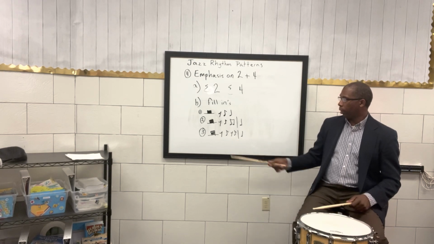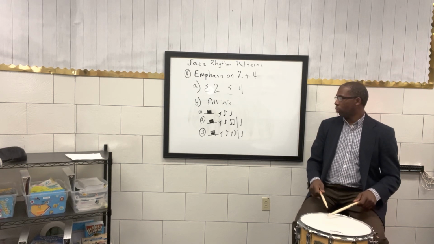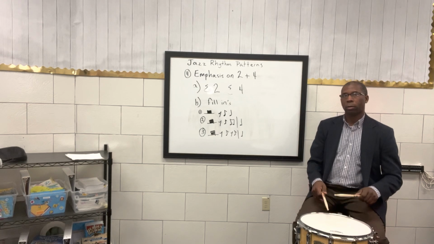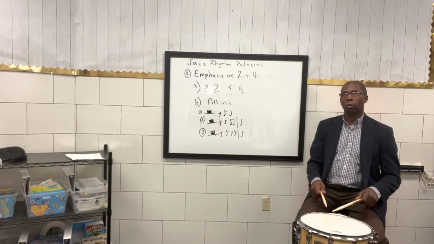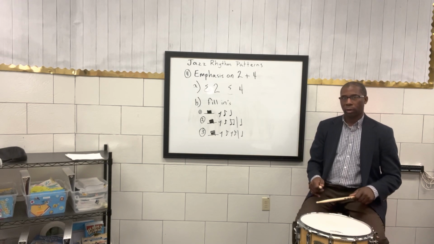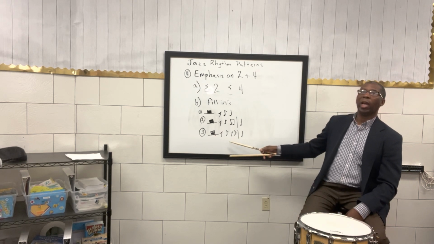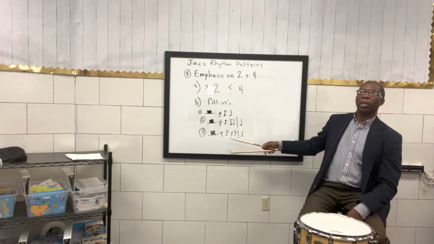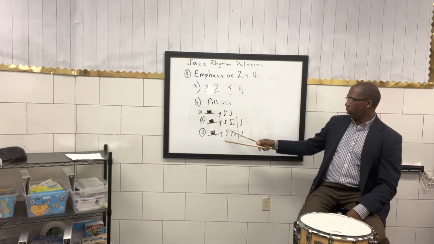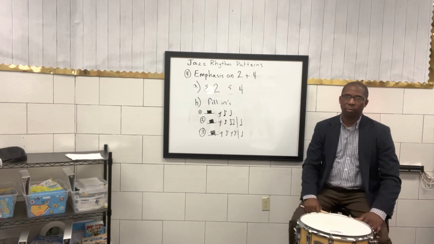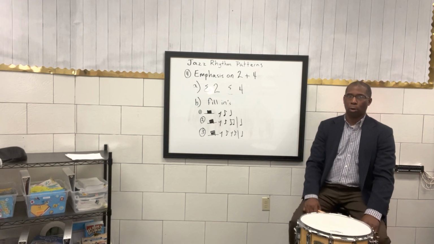Let's do number 3. Number 3 says 1, 2, 3. 1, 2, 3. Okay. Now, this is using syncopation and 1. This is using a little bit of syncopation right there. And syncopation, as we've been studying, is a major part of jazz playing.